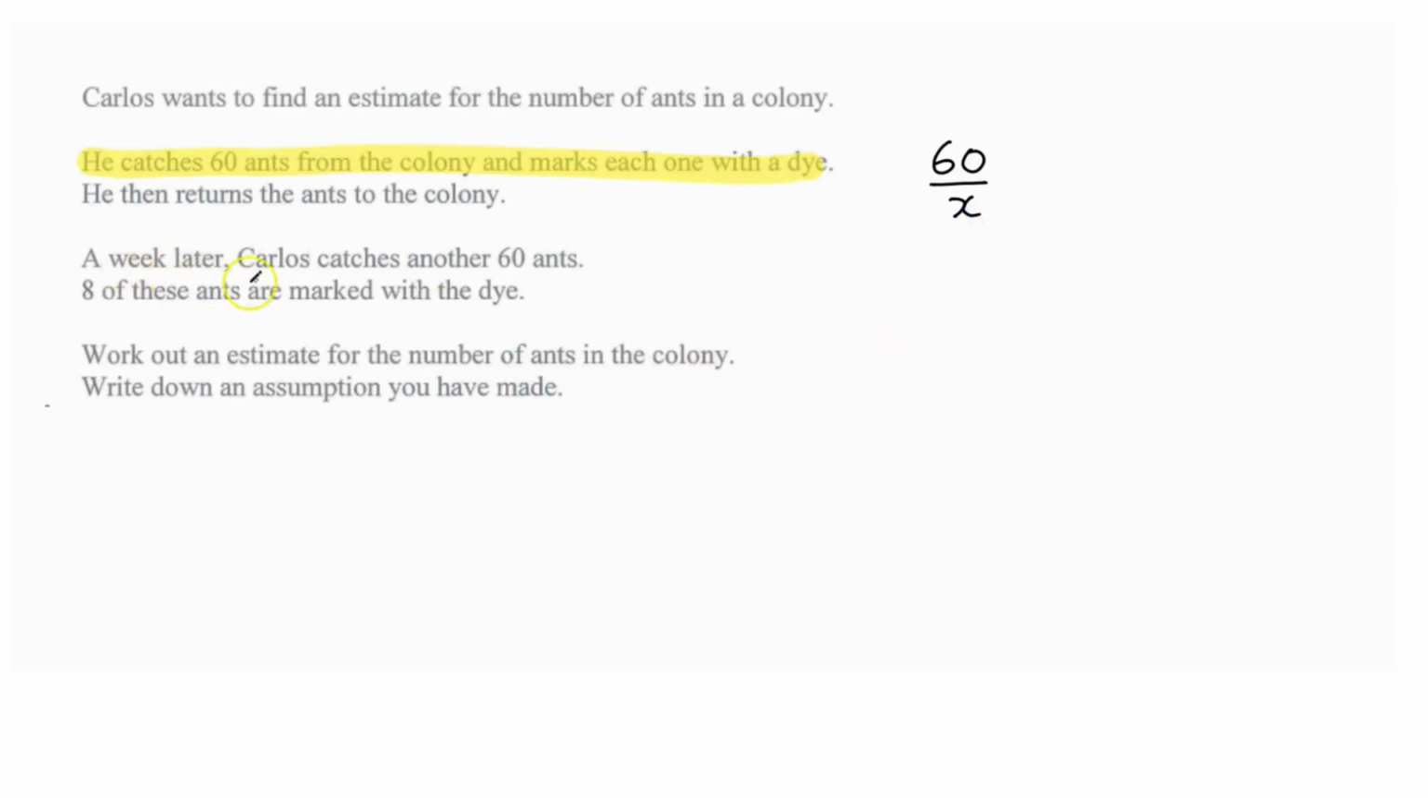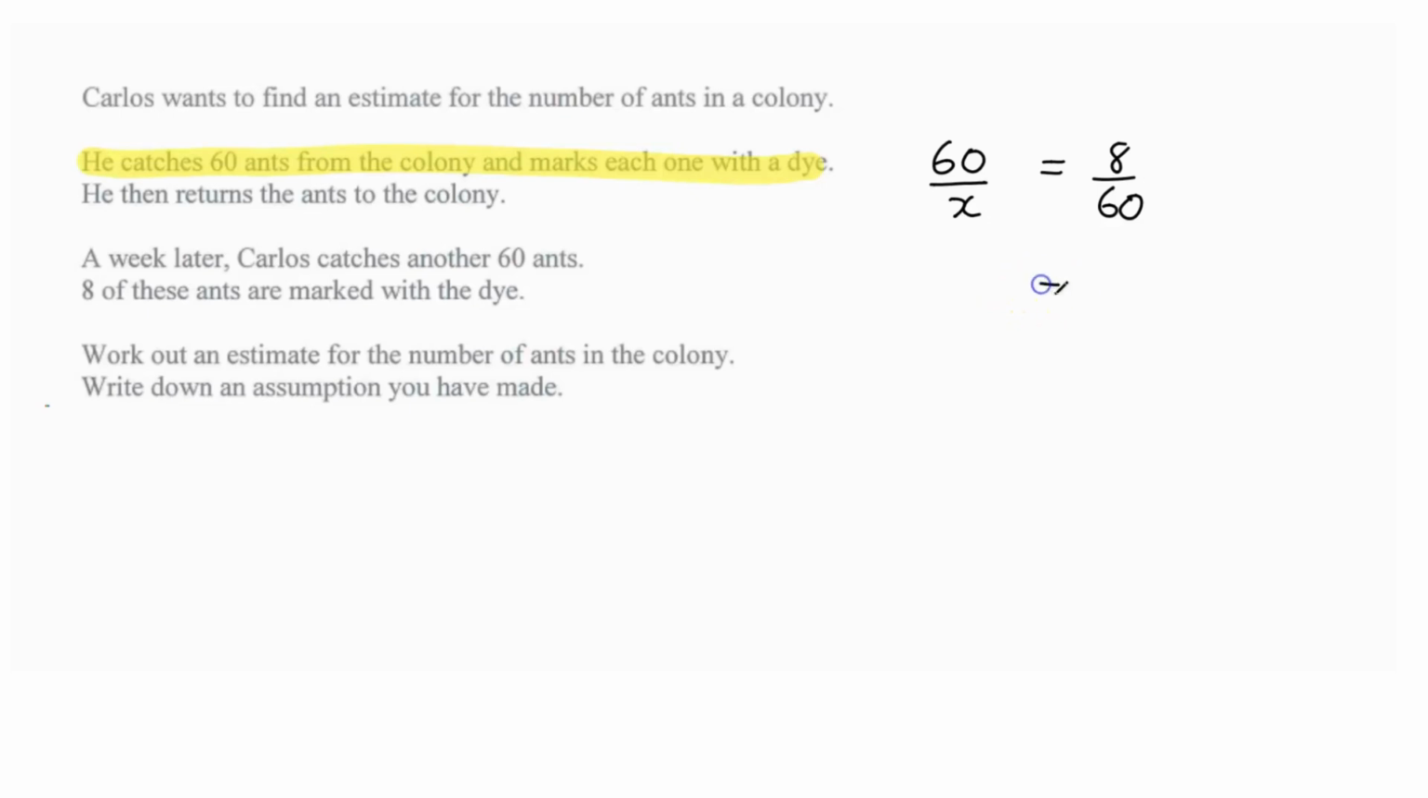A week later, Carlos catches another 60 ants. 8 of these are marked with a dye. So here, the proportion of ants that were caught on the second catch can be used to estimate the number of ants in the colony. Therefore, we can equate 60 over x to equal 8 out of 60, because 8 out of 60 here were marked with a dye on the second catch.